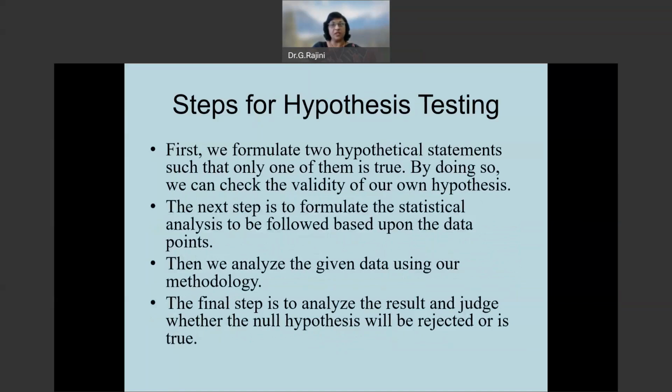The steps we need to follow for hypothesis testing: we formulate two hypothetical statements, H0 and H1, such that only one of them is true. By doing so, we can check the validity of our own hypothesis. The next step is to formulate the statistical analysis we are trying to follow based on the data points. Then we analyze the given data using the methodology. The final step is to analyze the result and judge whether the null hypothesis will be rejected or we fail to reject the null hypothesis.